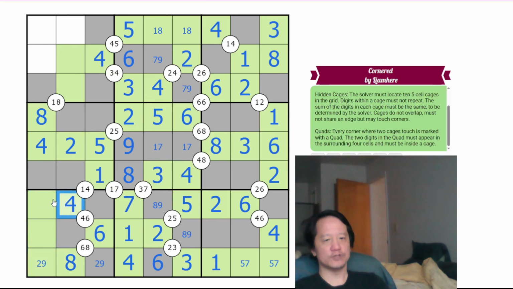We already have 2 digits in this cage adding up to 12, so 9 plus 12 would be 21, which is too big. Therefore, this is 2, that's 9 there. That means these 3 add up to 14, which means the remaining 2 must add up to 6. Well, we don't have 2, 4 available, so it must be 1, 5. So 1 eliminates 1 here, so that's 5 and 1 there.